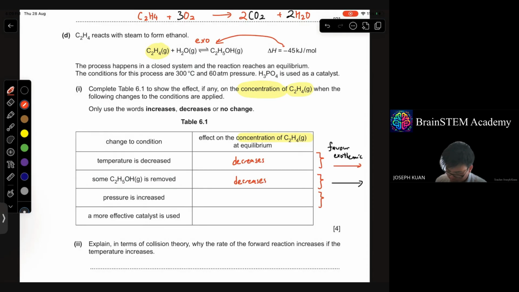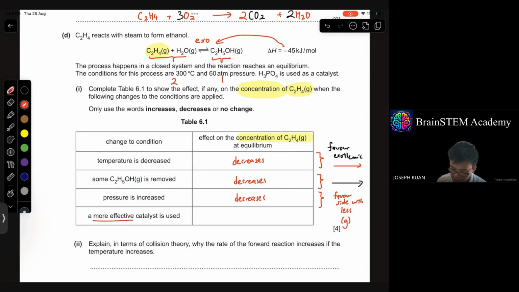When you increase pressure, it will favor the side with less gas molecules. So on the left, there's a total of 2 gases. We can read from the coefficient, 1 ethene, 1 steam. On the right, there's only 1 gas. Since it favors the side with less gas, that will be the forward reaction, which also causes your concentration of ethene to decrease as well.